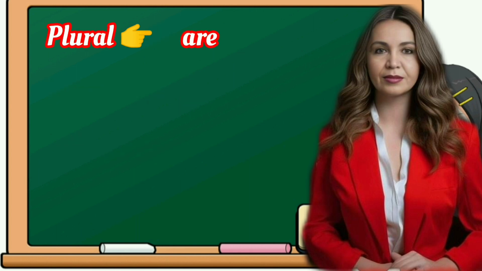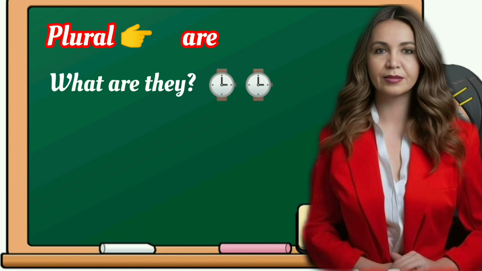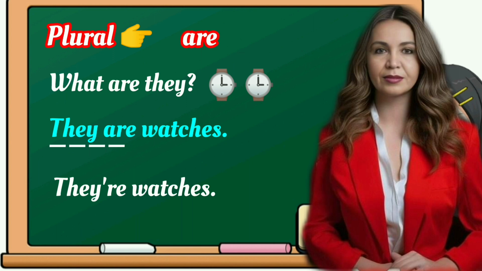Okay, if we have more than one, we are going to use the be verb are. And don't forget to add s at the end of the word because it's a plural, more than one. Now let us have a look. What are they? The answer will be they are watches. Remember, I have added es to watch because it ends with ch.